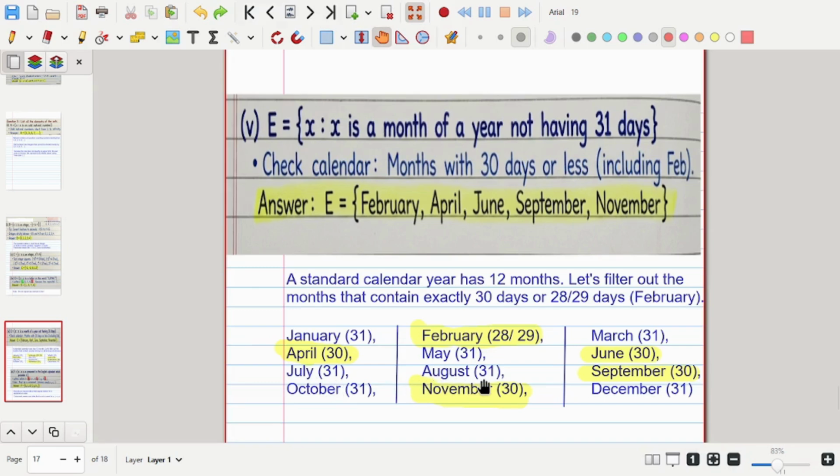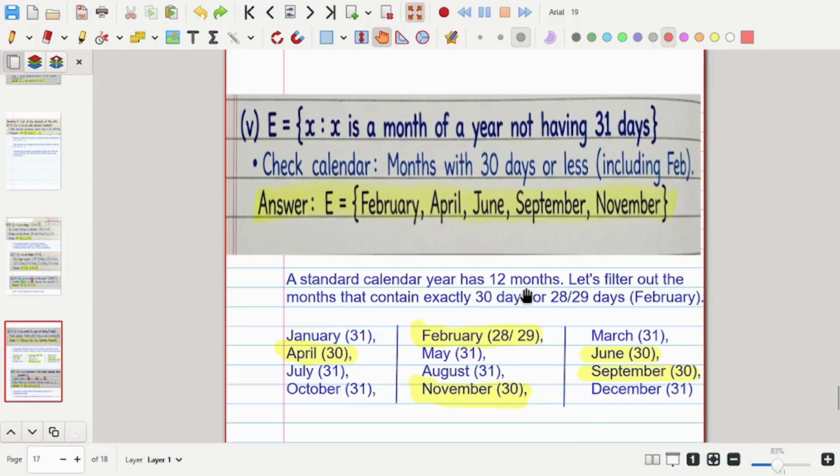August has 31 days, so exclude it. September has 30 days, include it. October has 31 days, exclude. November has 30 days, include. December has 31 days, exclude.